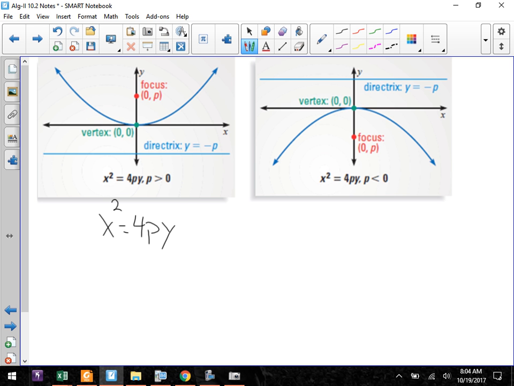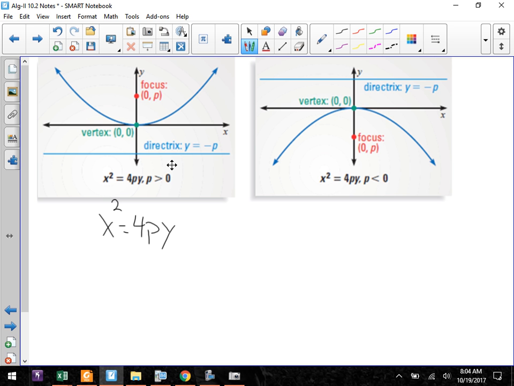Today, remember, everything is centered at the origin, so all of our vertices are going to be at 0, 0. So you don't have to worry about any of that. All you have to worry about is whether you're going to count upward for the focus, downward, left, or right. It's always weird when I do the opposite.